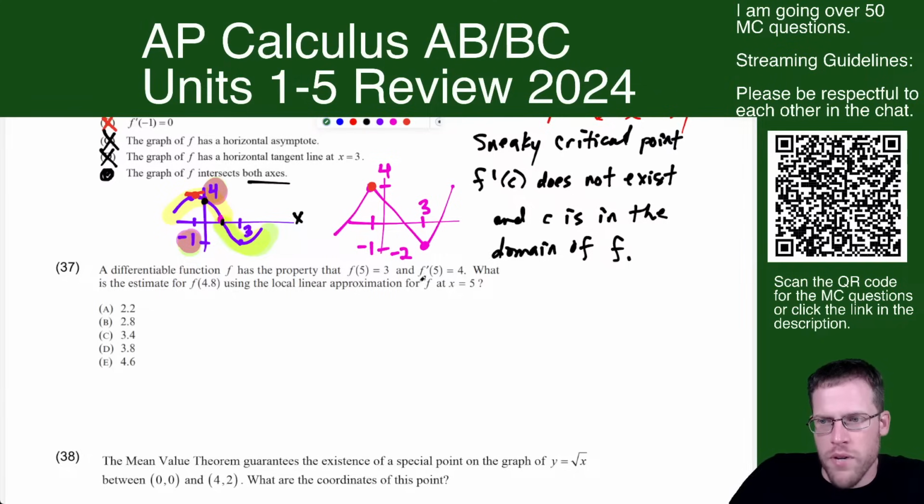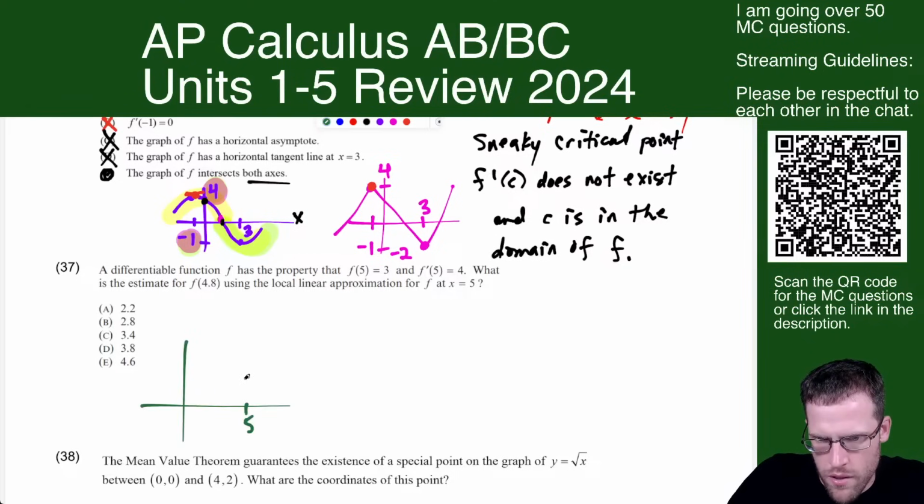All right. Oh, linear approximation. So the concept: f of 5 is equal to 3, and the slope here is 4. So it's a pretty steep tangent line, rising and running pretty quickly here. I'm just imagining a curve. The curve could look like anything, but maybe it looks like this for now. And what is the best estimate for f of 4.8?